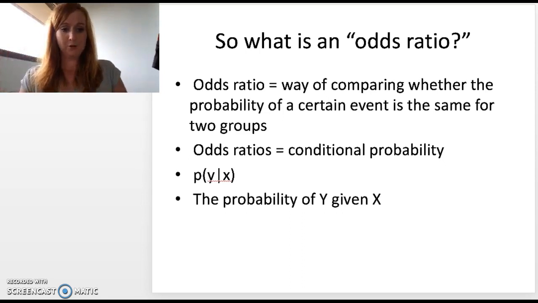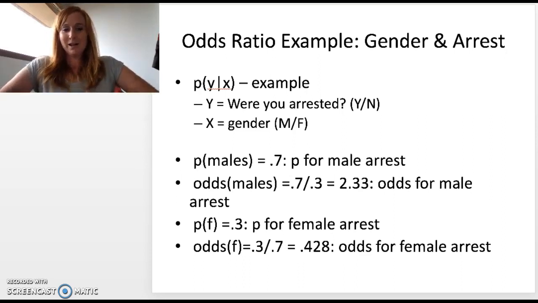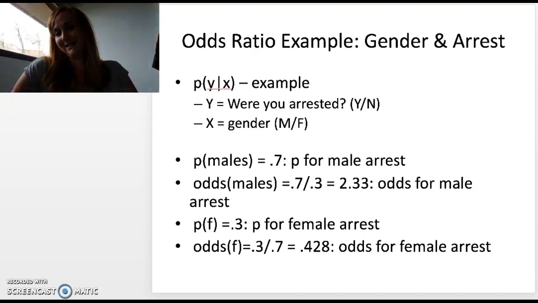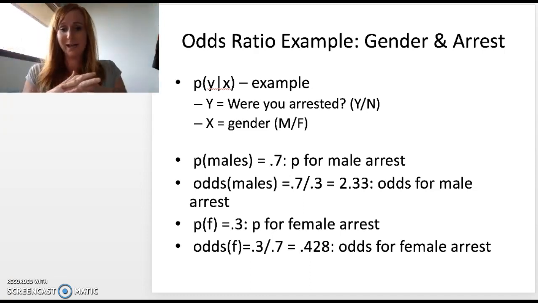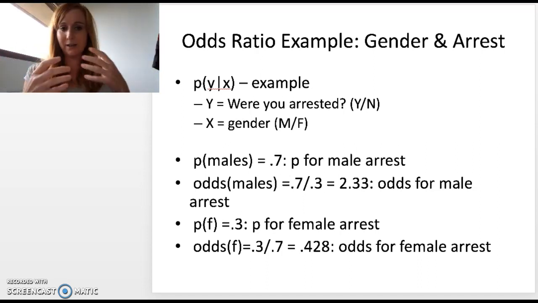So here's another one. Gender and arrest. So we want to know whether or not your gender makes being arrested more or less likely. We could literally calculate this by hand. We have some data where we have everybody's gender, and then we ask them, were you arrested? Yes or no? So we want to regress these two together to see if they have any kind of relationship to each other.